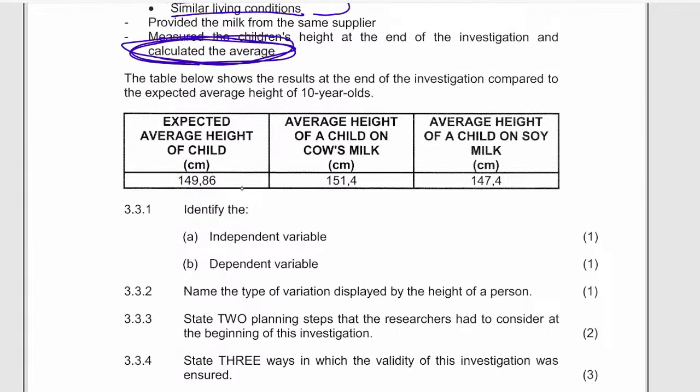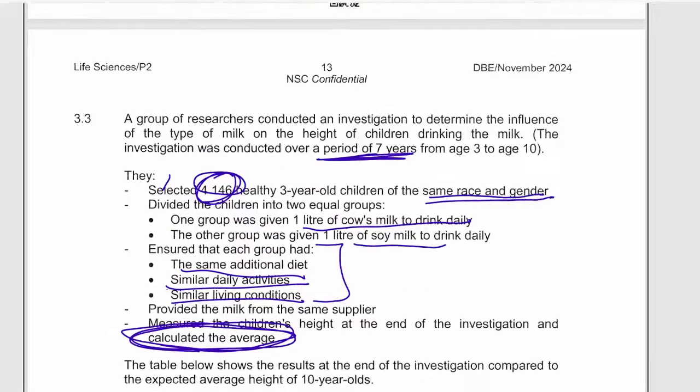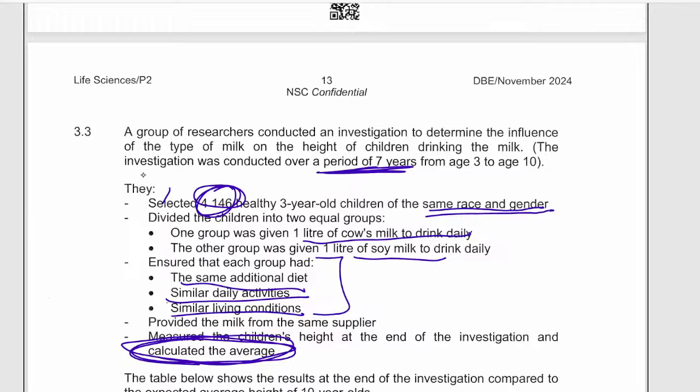All right, identify. So you have the below table, 10 years old. Expected average height of a child on cow's milk, average height of a child on soy milk. Identify the independent variable. You go back, as I told you, and read the first statement. A group of researchers conducted an investigation to determine the influence of the milk type on the height of children, meaning that milk type will determine the height of children.